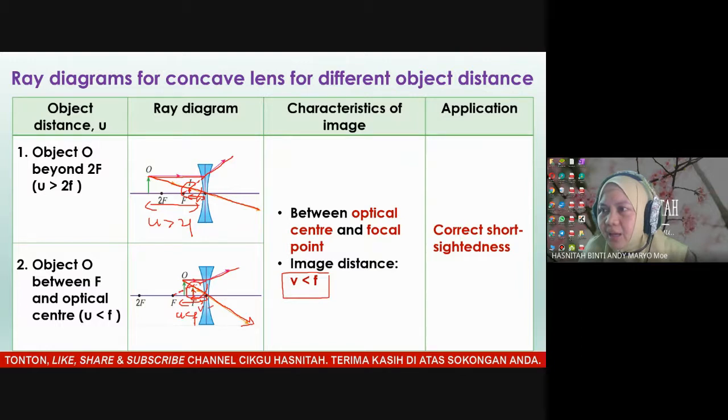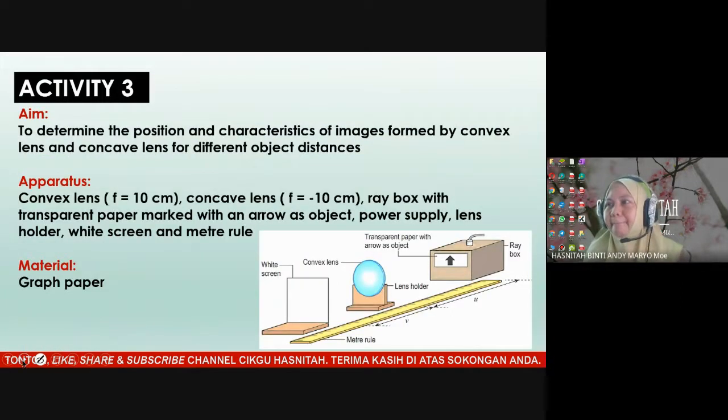Again, V is always less than F. So virtual, upright, and diminished. And the concave lens is used to correct short-sightedness. Rabun jauh. Whoever has rabun jauh actually uses this lens. Okay, concave lenses. This one, just now we discussed the theory.